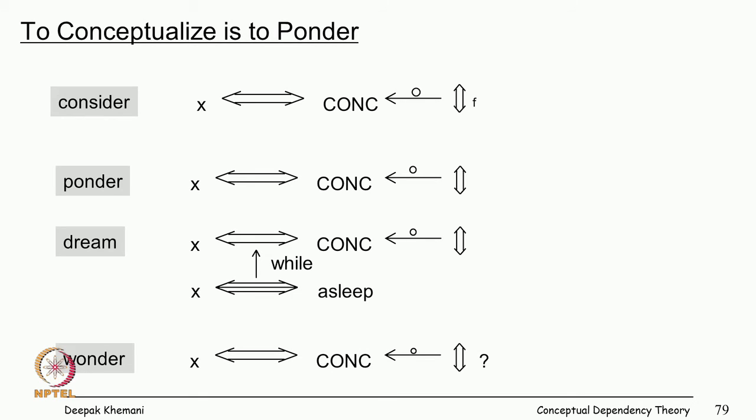So, the conceptualization basically is to ponder essentially, that if X conceptualizes something, then you can think of it as pondering about it essentially. So, with some small variations, when you talk about the word consider, then you bring the future into that: in the future you could be doing this. When you are talking about dreaming, then again you are conceptualizing, but while you are asleep, and when you are wondering, you are asking whether whatever you are thinking about can be true or not. So, there is a question mark at the end of that.